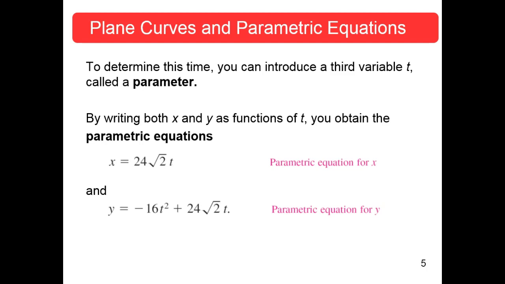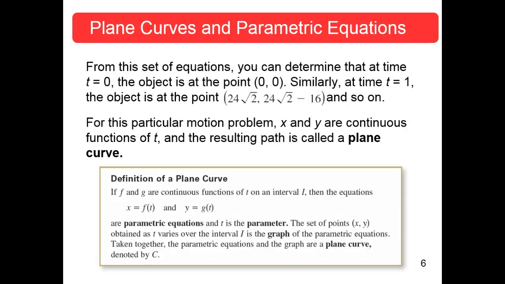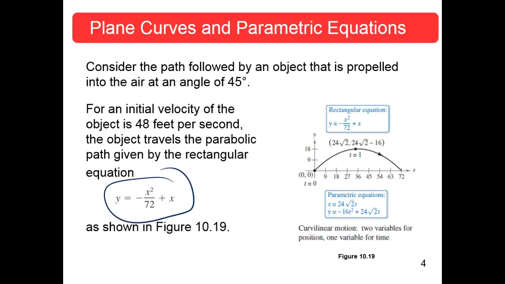Acceleration in feet per second squared would be 32, but it's 1/2 t squared. So that's where you get that. Now, you don't have to know physics to get it. They're just saying, here are the parametric equations that gave you the other equation. From this set of equations, you can determine that at time t equals 0, you're at 0, 0. Somewhere at time t equals 1, you're at the peak up there, and then so on. And that's what they meant by t equals 1 being the peak, the maximum displacement.